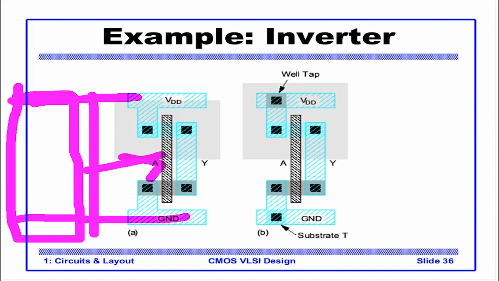Now in the B part here, we also show the explicit substrate and well taps. So the NMOS here would need a ground tap for substrate. A PMOS here would need the shaded gray area. This area represents the well. So there is a well tap.